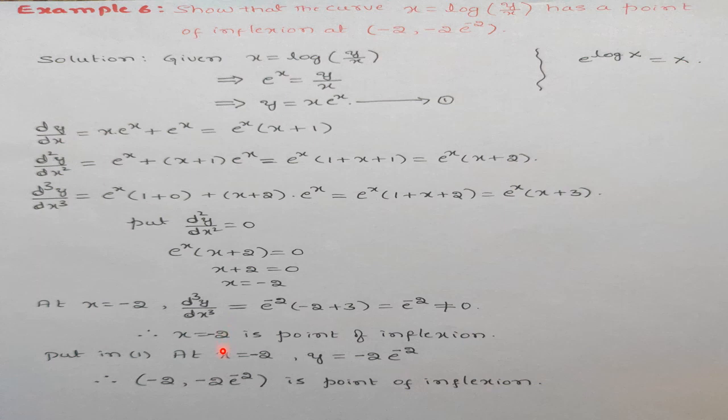If you want the exact location, the coordinates of this point, substitute x is equal to minus 2 in the original equation. Our original equation is y is equal to x into e power x. So at x is equal to minus 2, y is minus 2 into e power minus 2. So the point of inflection is minus 2 comma minus 2 e power minus 2.